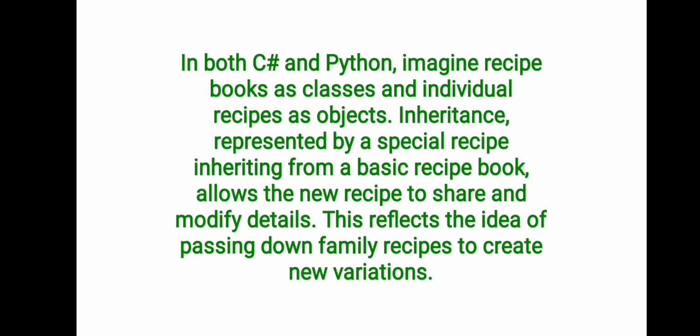So in both C# and Python, imagine recipe books as classes and individual recipes as objects. Inheritance is represented by a special recipe, inheriting from a basic recipe book, which allows the new recipe to share and modify details. This reflects the idea of passing down family recipes to create new variations.